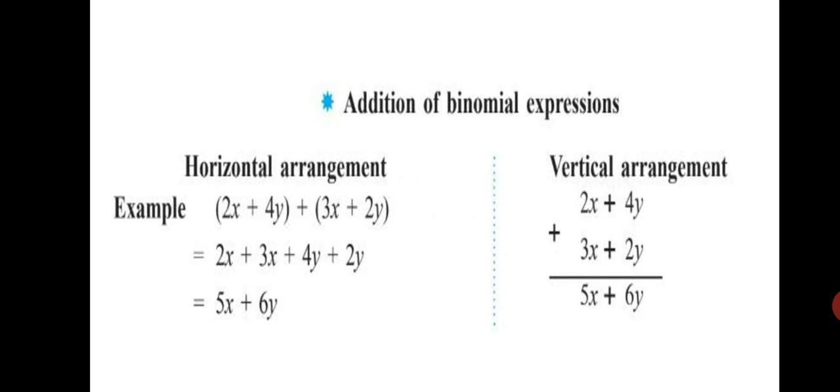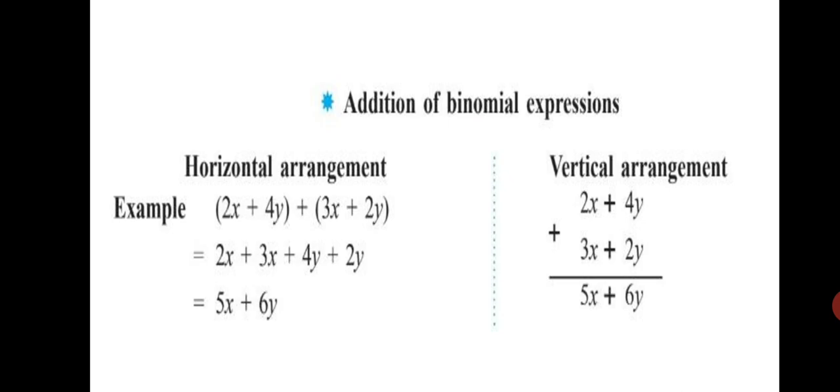Addition of binomial expressions. Now there are two methods, horizontal arrangement and vertical arrangement. Both are explained here. You can use any one which you find easy to solve your practice set 33. In this particular explanation, I'm going to use the horizontal method. So let's have a look. (2x plus 4y) plus (3x plus 2y). So your first step will be to open the brackets: 2x plus 4y plus 3x plus 2y.